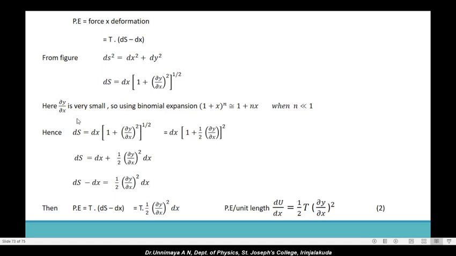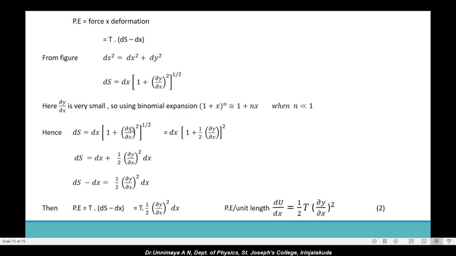Here this dou y by dou x term is a very small one. Dou y by dou x will be very small. So using this binomial expansion method, that is 1 plus x whole raised to n will be approximately equal to 1 plus n into x when x is much less than 1. So using this binomial expansion we can replace this expression as ds is equal to dx into 1 plus dou y by dou x whole square all raised to half becomes equal to dx into 1 plus x whole raised to n is 1 plus nx.